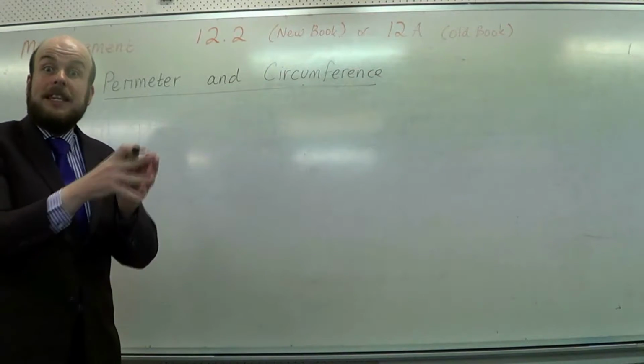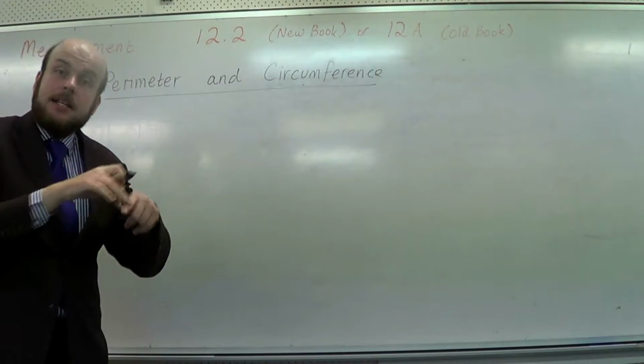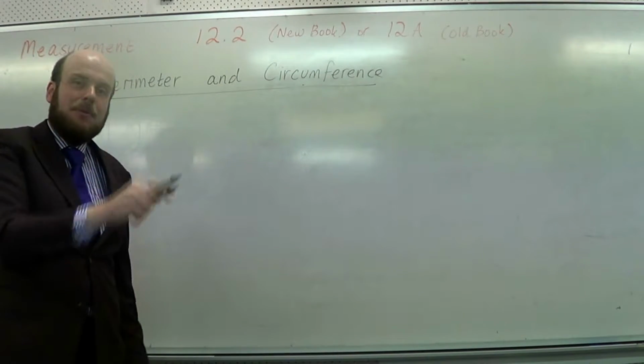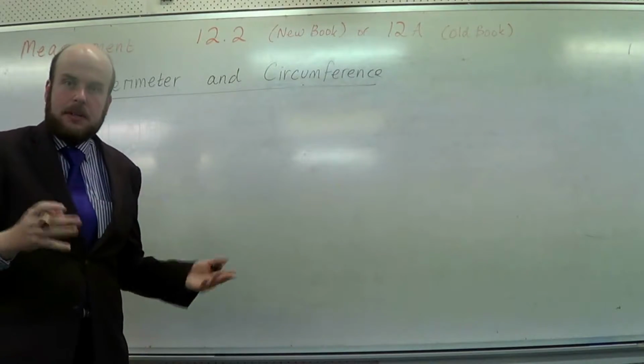Perimeter and circumference is all about the outside of something. So it's all the distances you have all around the outside of an object. Circumference is, of course, the perimeter of a circle. So how do you work this out?